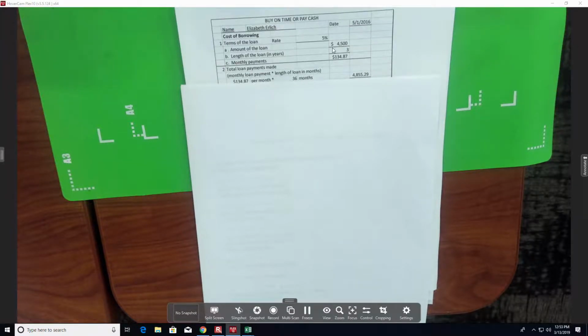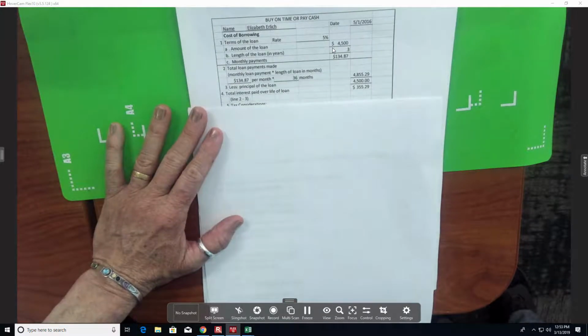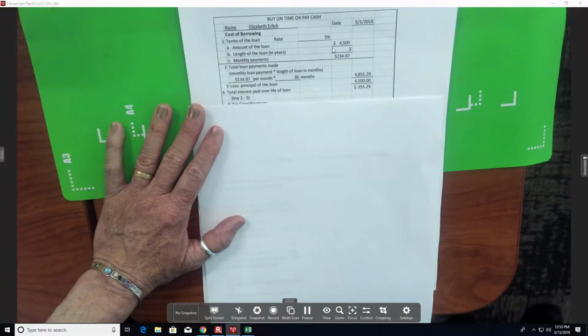Sorry, this is kind of confusing, not having it set up at the beginning of class. So right now, you should be here, that they paid $355.29 over the life of the loan. And you should start working on how much interest they're giving up in their savings account.